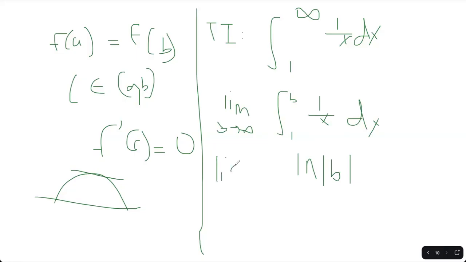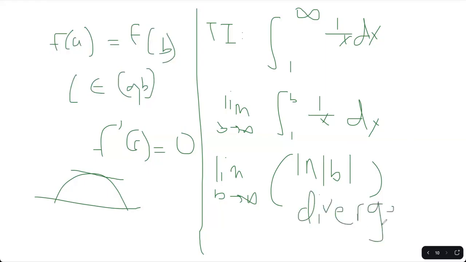So limit as b approaches infinity of ln absolute value of b is actually going to diverge because it will approach infinity. If it does not approach infinity, it's going to converge to a number, and you can actually solve for that number using limits. But this one diverges.